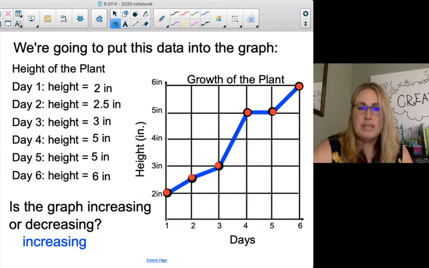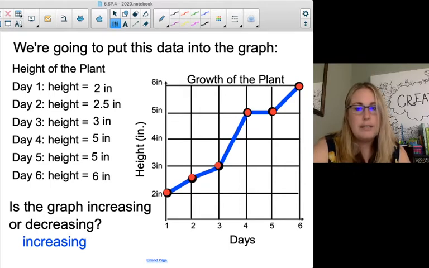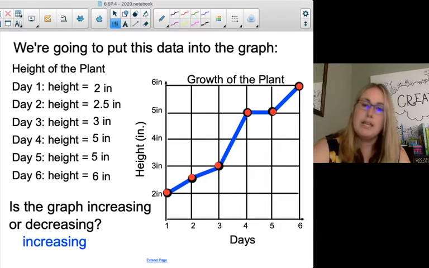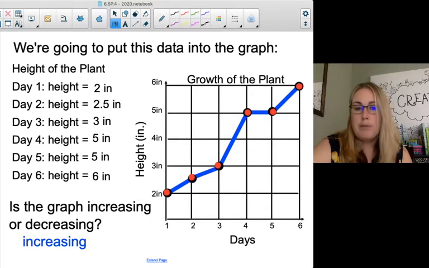So you can see where I laid these dots down, and then you just connect them to create your line graph. Looking at the trends on this data, is this mostly increasing or decreasing? This one's pretty easy to see. There is a day when there's no growth, but for the most part, this is definitely increasing data. So we start at 2, we're ending up here at 6, and we see this trend of growth and moving up as we go through our graph.